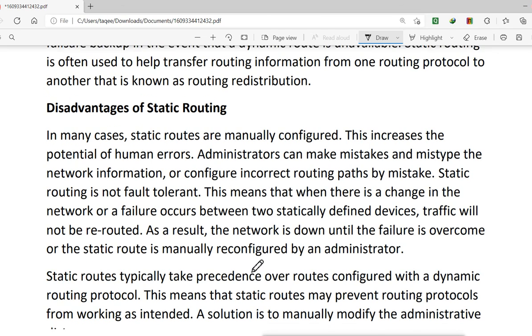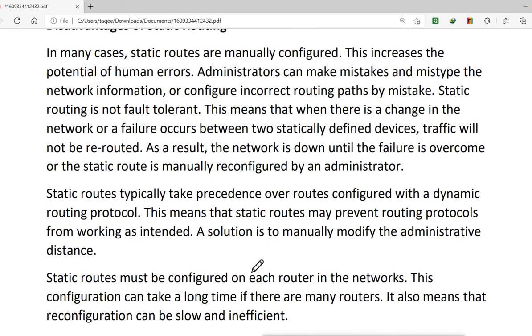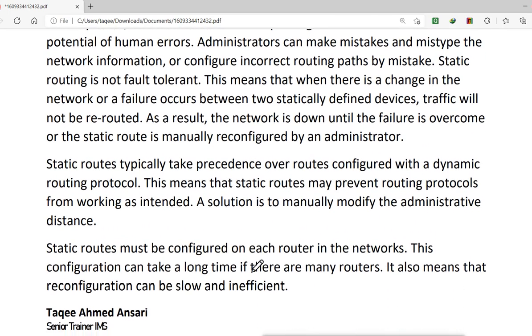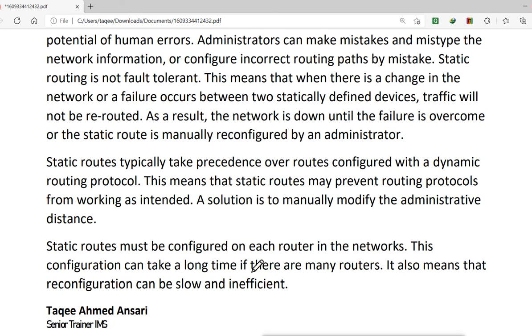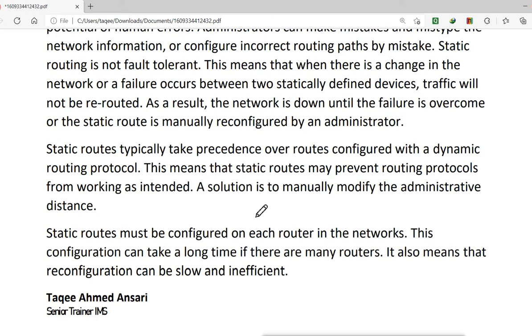Then static routes typically take precedence over routes configured with the dynamic routing protocols. That means if suppose we have configured dynamic routing and static routing both, then the static routing will take precedence. The router will choose the static routing path first, then it will go for dynamic. If it is not found in static, then it will go for dynamic. Now this means that static routes may prevent routing protocols from working as intended. If you configure both and you wanted the dynamic one to work, the dynamic one will not work, the static one will work. So a solution is to manually modify the administrative distance.